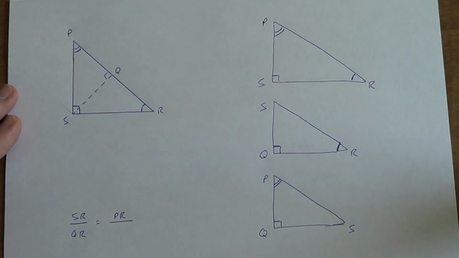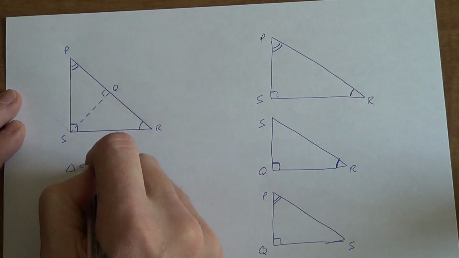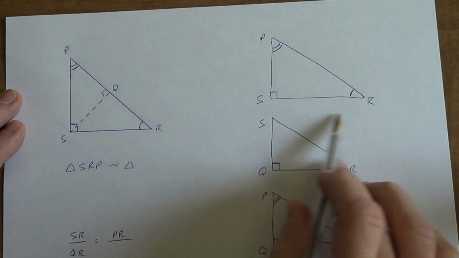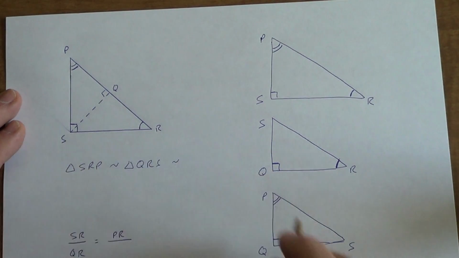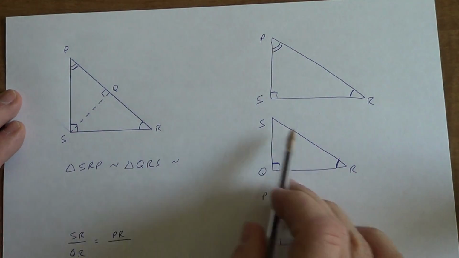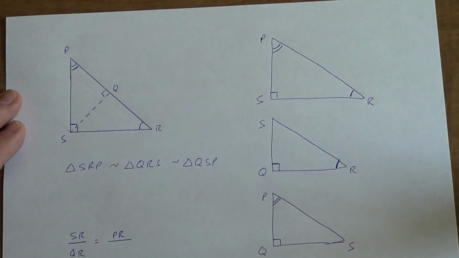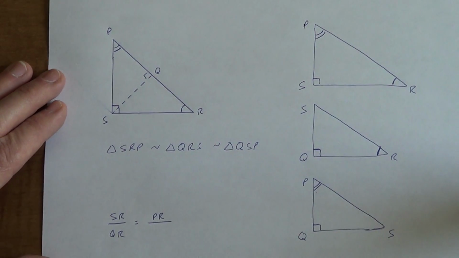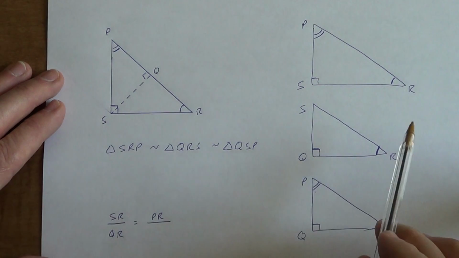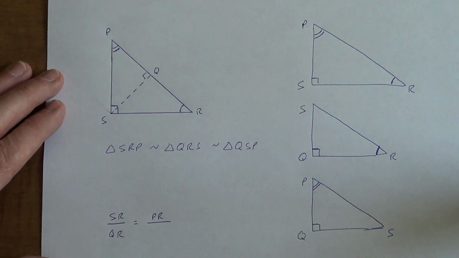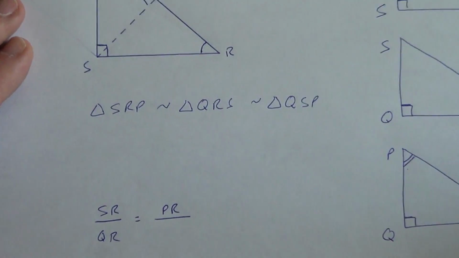Okay, so now we can name our similar triangles. So, starting with the first triangle, maybe someone does SRP. Okay, so SRP is similar to, well, if we went SRP, we need to do QRS. And if we did SRP and QRS, then we need to do QSP. Right? And once again, you might have done it a little bit differently. Maybe you did PSR, SQR, PQS, that's fine, or SPR, SQR, QPS. That would be fine.